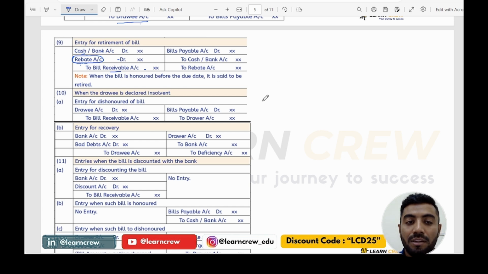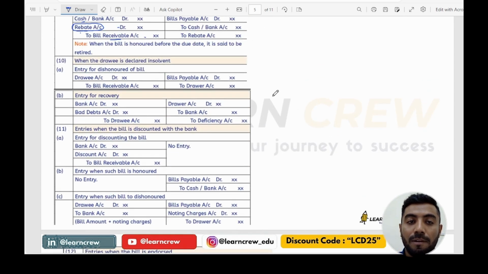The next case is when the drawee is declared insolvent. When the drawee is declared insolvent, whatever bills receivable was there initially, we won't be receiving it. So we have to credit this. Initially it was debit, now credit it. Reverse it, and debit the drawee. That is A.